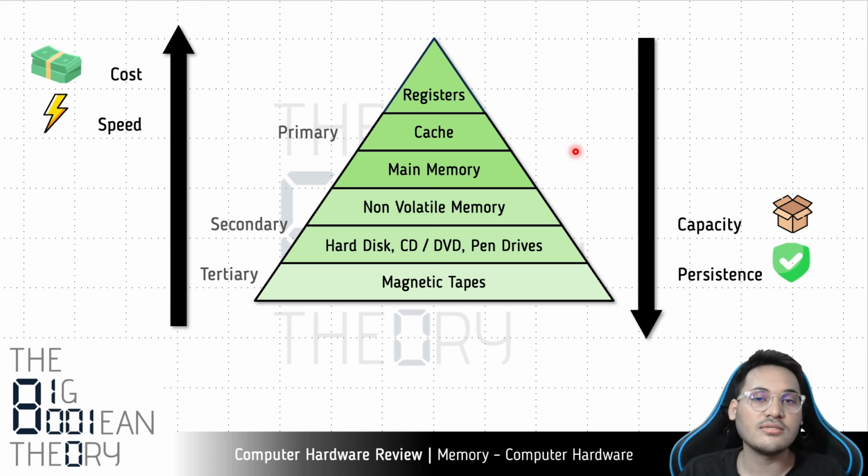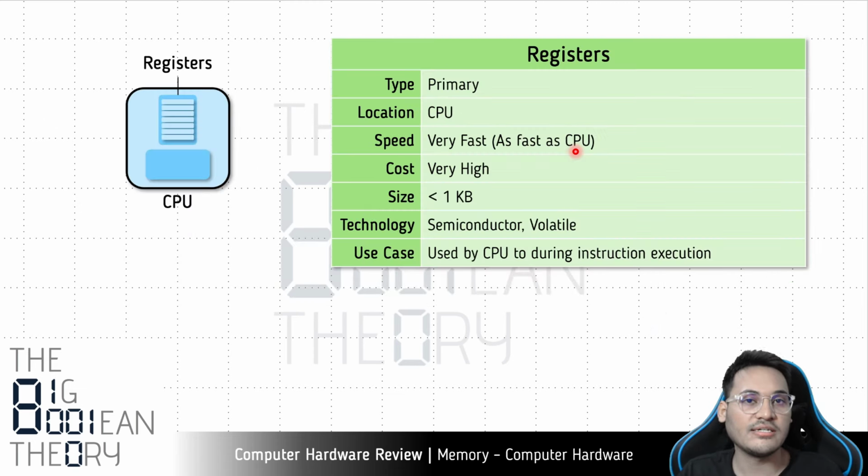So let us discuss the topmost layer in the memory hierarchy, that is the registers. The way we are going to study each type of memory is that we'll discuss some properties, some of which are listed on this slide. By discussing these properties, we'll gain a good understanding of each type of memory. So let us first begin by understanding the use case.